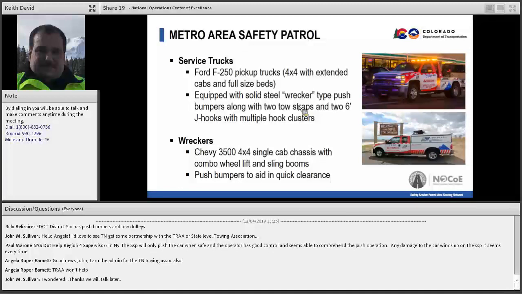Recently, the metro area started implementing debris trucks, which are the same service trucks, but they have a device on them that comes down from underneath of the bumper to help remove debris from the highway. The wreckers that are being used in the Metro Area Safety Patrol are generally Chevy 3500 single cabs with a combo wheel lift and swing boom and push bumpers to aid in quick clearance. Next slide, please.